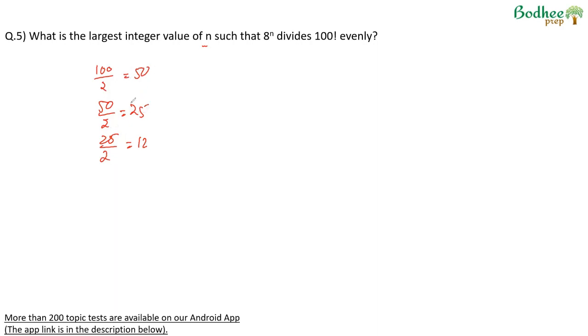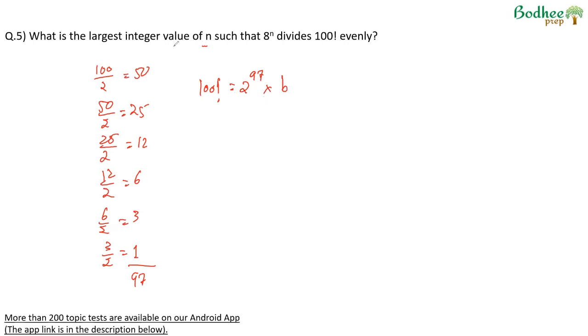25 by 2 is divisible 12 times. 12 by 2 is 6. 6 by 2 is 3. 3 by 2 is divisible only once. The moment the remainder is less than the divisor, stop. Add all of these values: 75, 87, 97. And therefore, we can say 100 factorial is 2 raised to power 97 into some other value, say b. This b will comprise of 3s, 5s, 7s, etc.